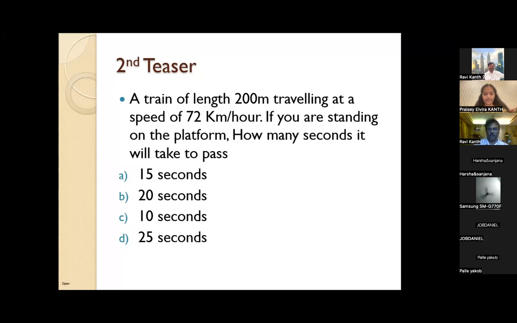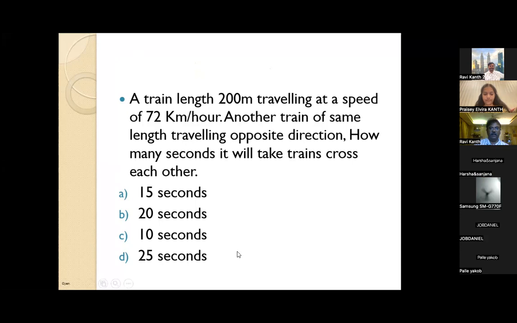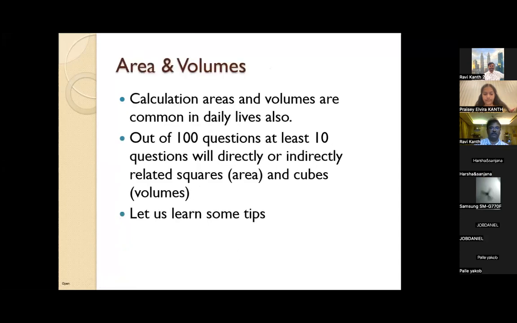So now let us go to the class. Before the class, I just wanted to share another one. Normally, calculation of areas and volumes are common in our daily use. Just now we discussed areas, sometimes volumes. Normally in any competitive exams, if there are 100 questions, at least 10 questions will be directly or indirectly related to squares or cubes.